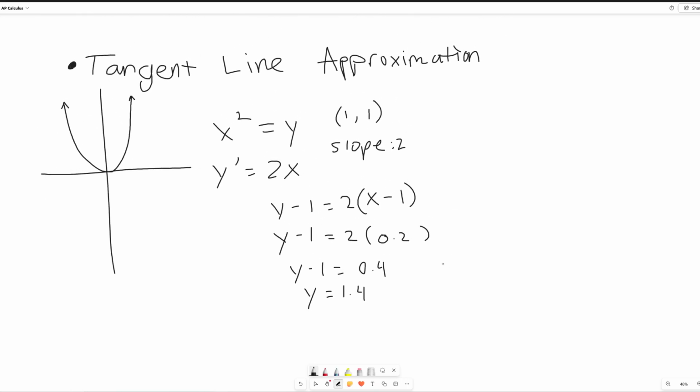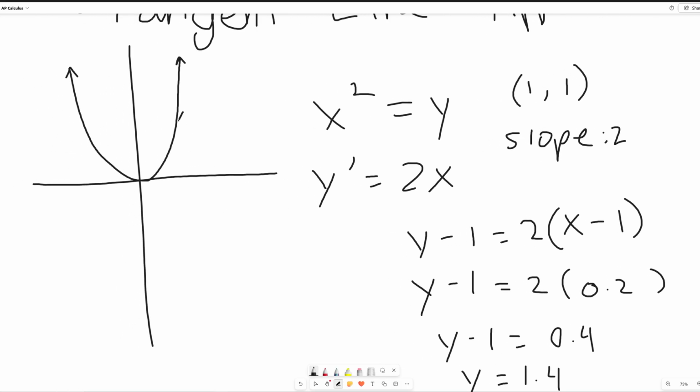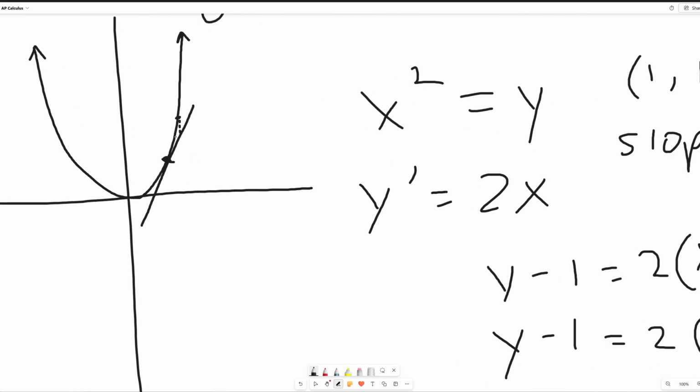So, like the name suggests, this is a tangent line approximation. When you draw your tangent line at y equals 1, which is, I'm just going to say is right here. If you want to approximate 1.2, it's going to be close but a little bit off from that tangent line.